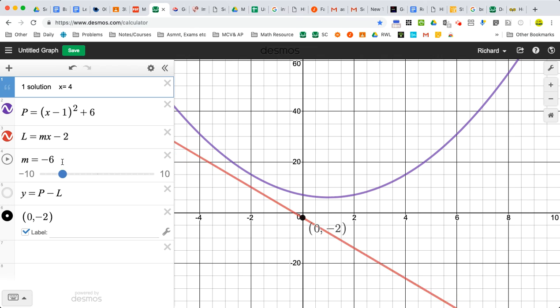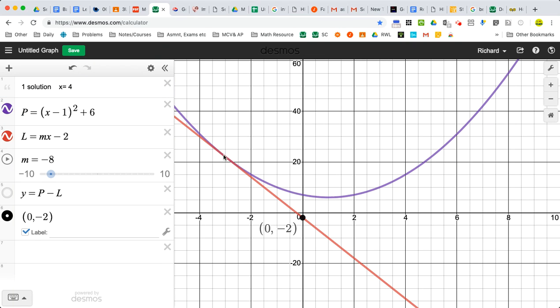I can turn this over here and make it have a negative slope. Oh, look at that. Looks like negative 8 has a point of tangency, right? So look at that. I go there. Yeah, there's a single point of intersection there. So if m is negative 8, we get another tangent.